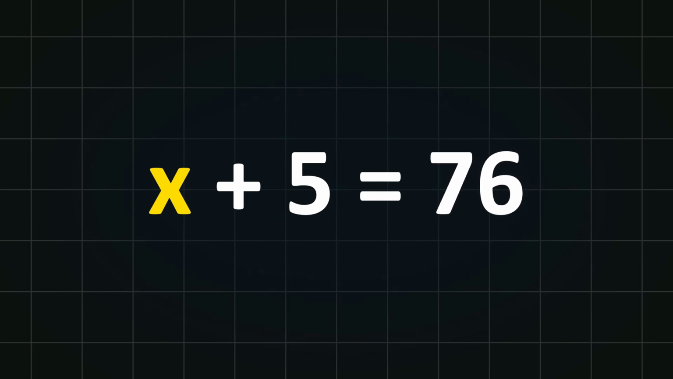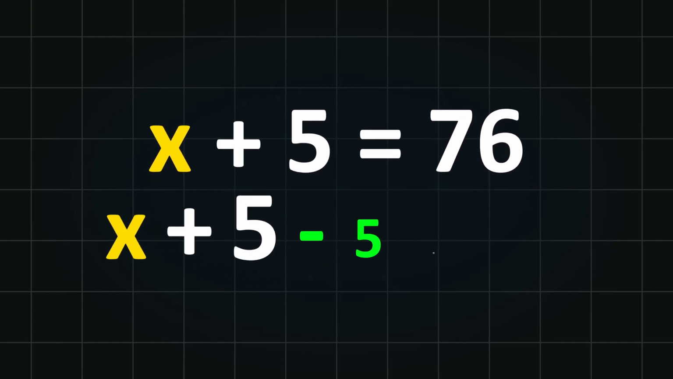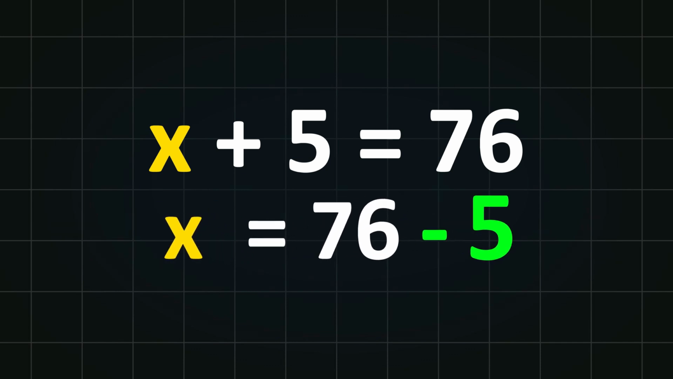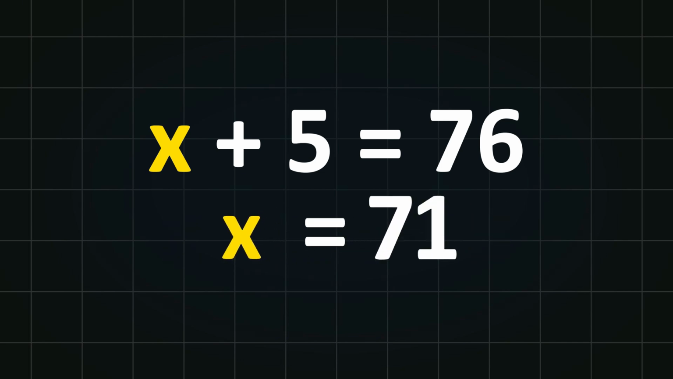Okay. What are we going to do? We're going to do minus 5 on both sides. So x plus 5 minus 5, that cancel out. So we're going to be left with x equals 76 minus 5, which is really simple. That is 71. Okay. So x equals 71. Okay. Good job, guys.